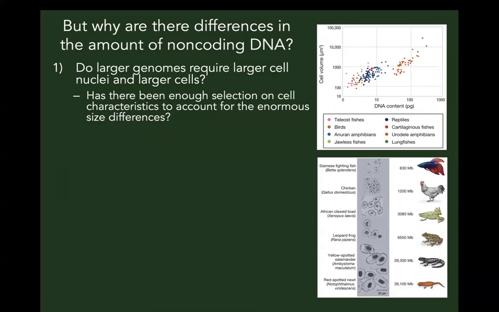So a bunch of hypotheses were put forward, but I'm going to just talk about two of them. The first one was the idea, well, maybe larger genomes require larger cell nuclei and larger cells, right? Or conversely, if you're bigger and you have bigger cells, maybe you need a larger genome. And so people have asked, has there been enough selection on cell characteristics to account for these enormous size differences? So we're just looking at this graph here, and here's the volume of cells.